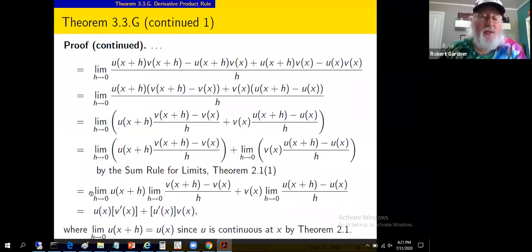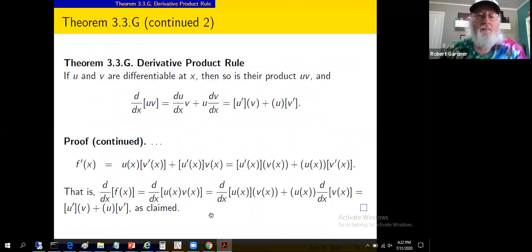What's up with this term? Limit as h approaches zero of u of x plus h. Can you just plug in h equals zero? You can if that function is continuous at x. Is the u function continuous at x? It's differentiable at x. Oh yeah, differentiable implies continuous. That's theorem 2.1. So it is continuous, and we can evaluate that limit by substitution. So that leads us to, we started this with the derivative of the product. It's led us here. Let's clean it up on a new slide.